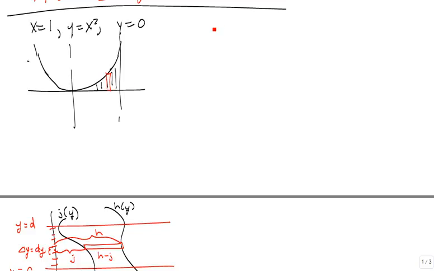So I'm just going to set this up. I'm going to integrate from, I'm cutting up the x-axis because that's where the width of my rectangle is, 0 to 1. Top is x squared. The bottom is 0, dx.